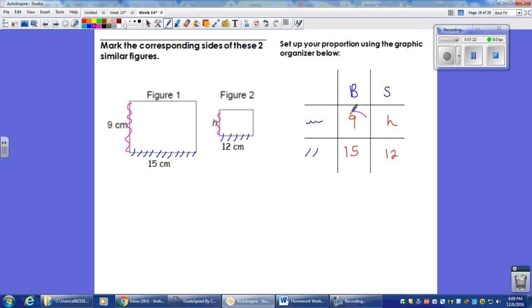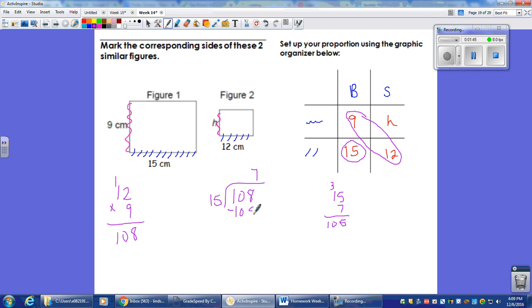I'm going to multiply the 9 times the 12 and divide it by 15. So 12 times 9 gives me 108. So I'm going to do 108 divided by 15. 15 goes into it 7 times, which would be 105. I'm going to subtract the 105, and I get a remainder of 3. So from here, I need to do snakebite and bring down a 0. And 15 goes into 30 2 times. So in this problem, H is equivalent to 7.2 centimeters.